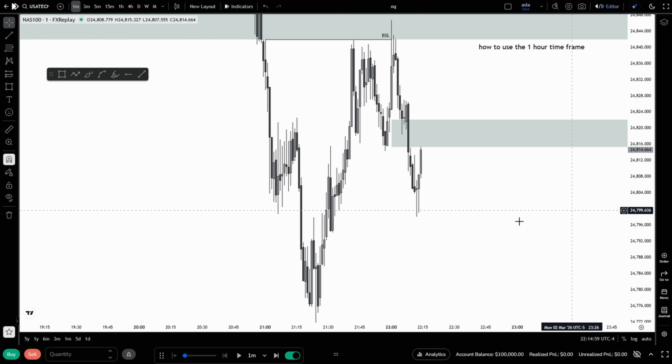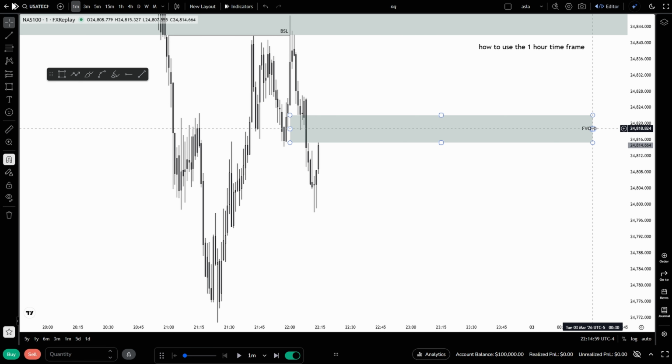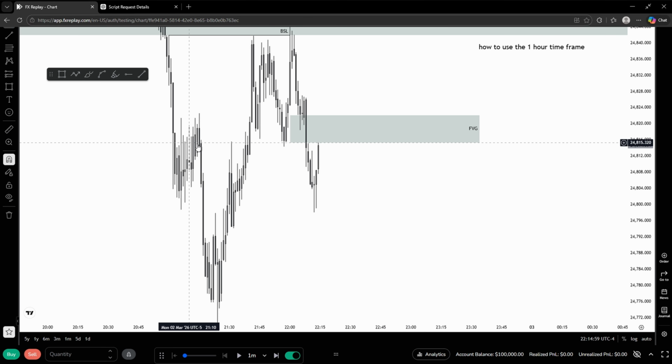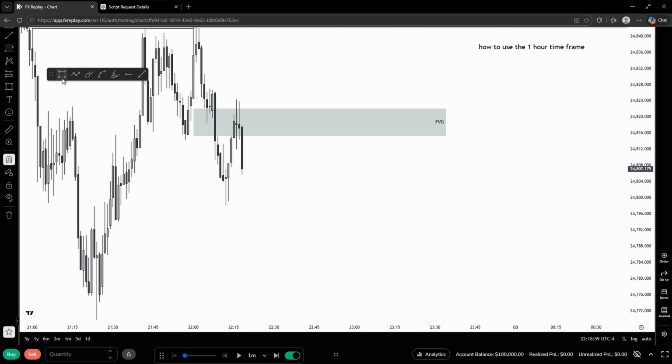On the 1 minute, what am I looking for? I'm waiting for price to retrace back into that 5-minute fair value gap and then give me an inversion fair value gap or some form of confirmation. And as price moves forward, we do get that exact condition. We get a 1-minute inversion fair value gap.